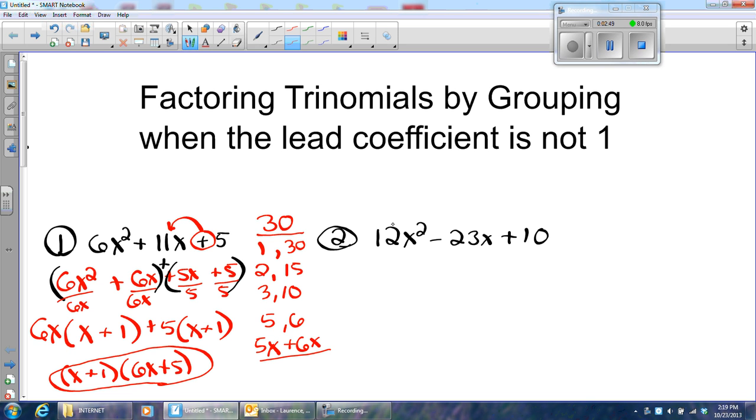Okay, let's try this one. I've got 12 times 10, so I've got 120. Now, 120 is going to have a lot of factors. I don't want to list them all out. I'm going to try to work smart, not hard. I know that 10 times 12, and I'm going to have to add to get 23. Okay, well, 10 and 12 is only 22, so that's not going to work. So maybe I'll back up. I know 9's not going to go in. 8 should go in. So let's see.